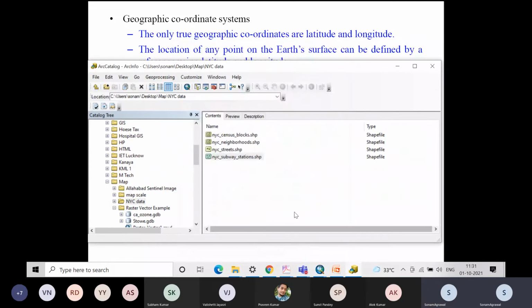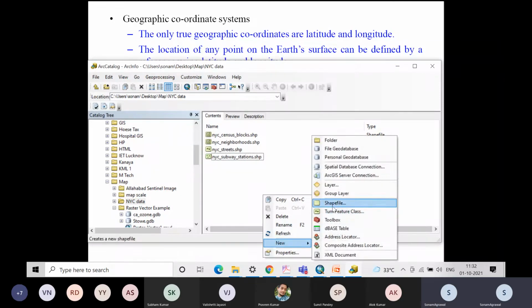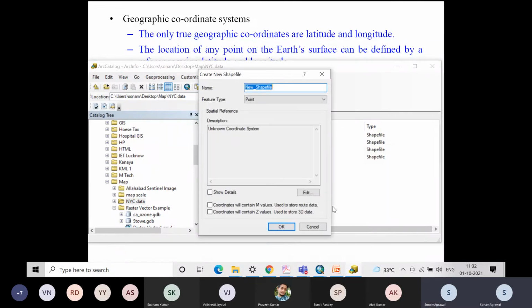So this one is the ArcGIS software. The process is more or less the same. I'm creating a shapefile. Suppose I'm giving it a name. Say I want to digitize all the roads. Feature type will be polyline.